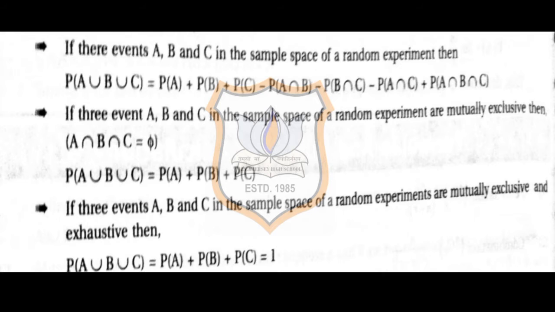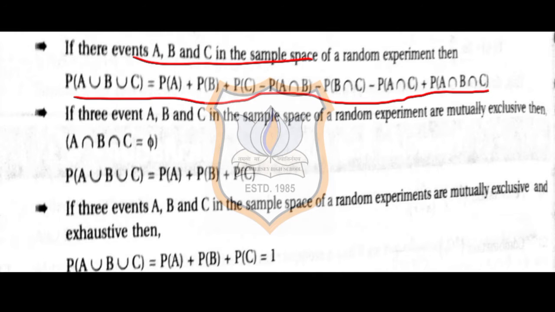Let's understand the next case. If there are three events A, B and C of the sample space, then we have the formula P(A union B union C) is equal to P(A) plus P(B) plus P(C) minus P(A intersection B) minus P(B intersection C) minus P(A intersection C) plus P(A intersection B intersection C).